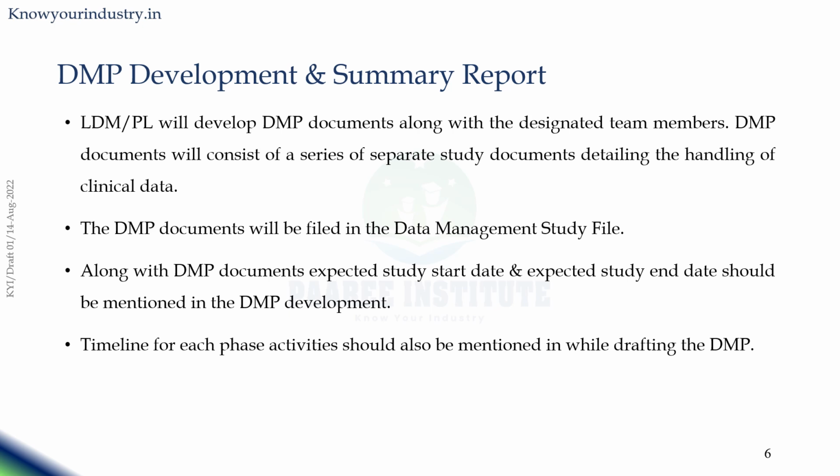Along with the DMP documents, the expected study start date and end date should also be mentioned in the DMP development, and the timeline for each phase's activities should also be mentioned while drafting the DMP. That is so that the team can work accordingly. For example, if you have 3 months for startup activity, because the majority of the documents need to be prepared during your startup phase, the defined timelines are also required for the team to work.